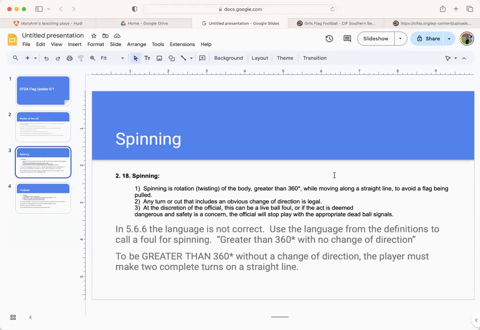We are getting feedback that we are still calling illegal spinning when it is legal. Please know that in the rule book, the language is not correct under play for the offense, 5.6.6. Please use the language from the definition section. The spin must be greater than 360 degrees while moving along a straight line. To be greater than 360 degrees without a change of direction, the player must make 2 complete turns along a straight line. That is the only thing that will be a foul when it comes to spinning. I'll have some video that shows legal spins in just a moment.